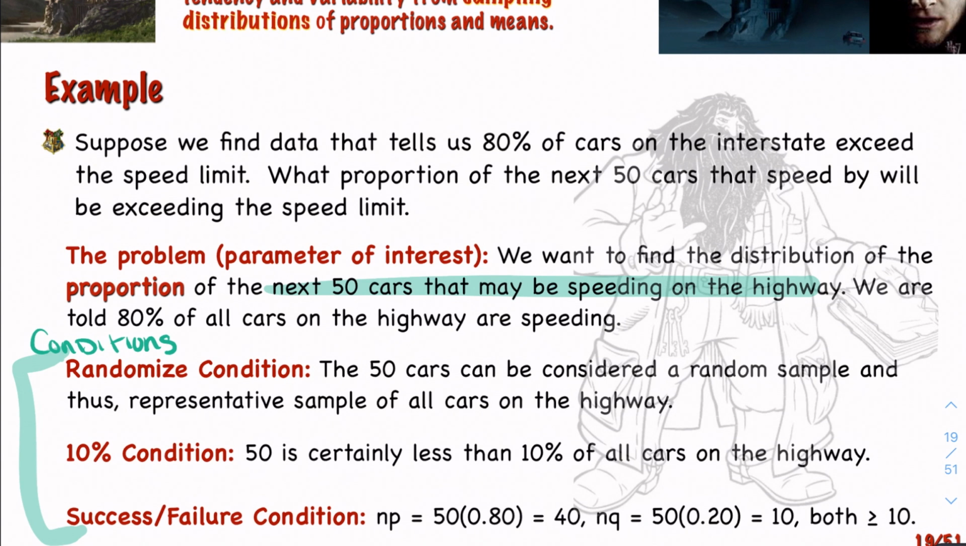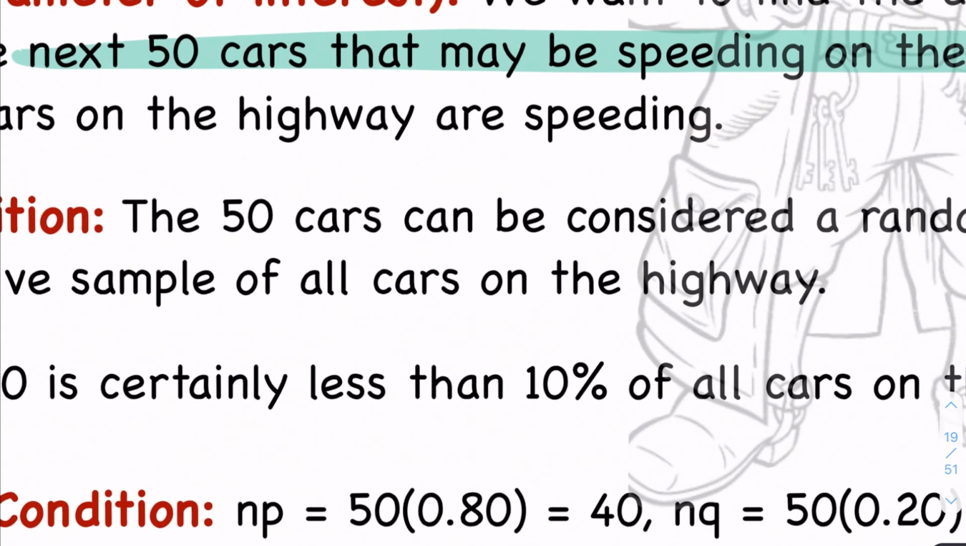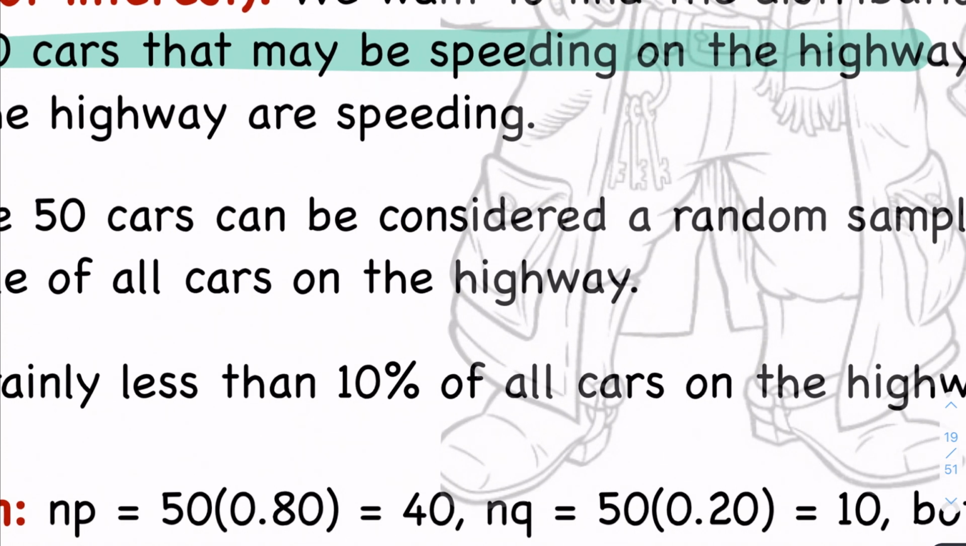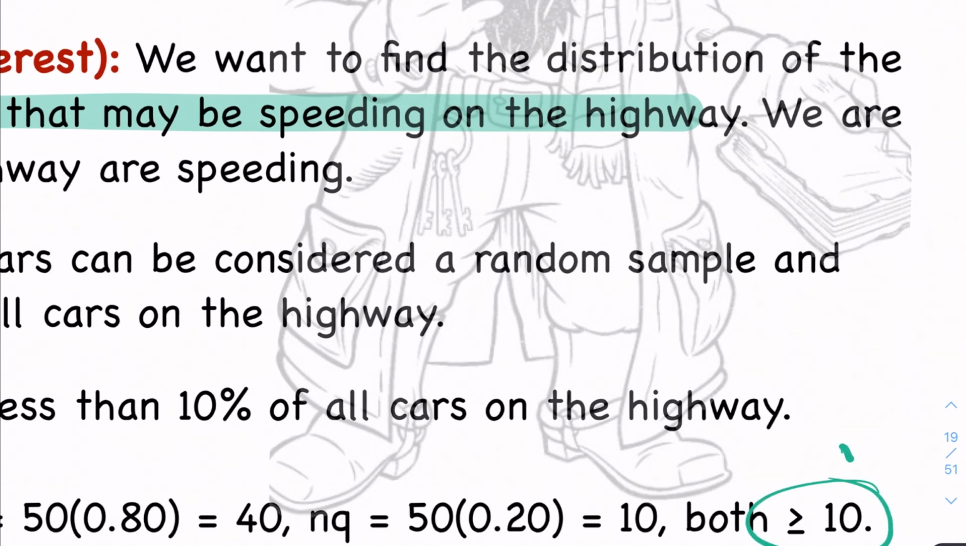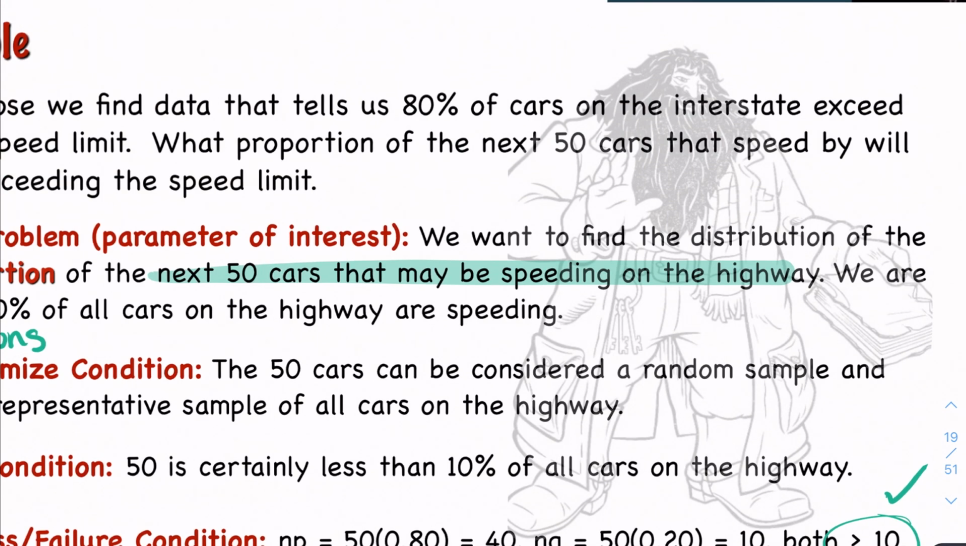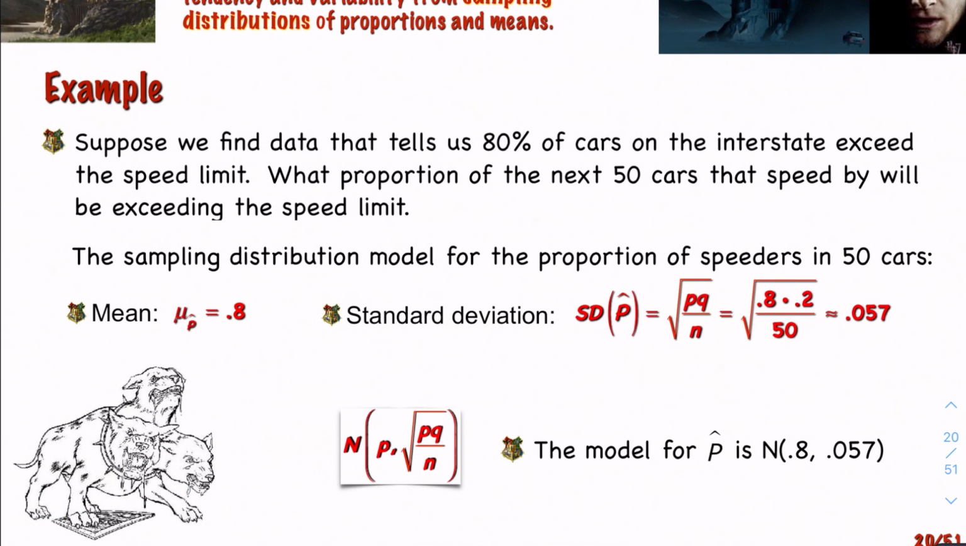Randomization condition. The 50 cars can be considered a random sample and thus representative sample for all cars on the highway. 50 cars is certainly less than 10% of all cars on the highway, so we're good with that. And if we do n times p, where the true population is 80%, 50 times 0.8 is 40, 50 times 0.2 is 10. Both are greater than or equal to 10, so we are good. So now we are justified in using our normal model.